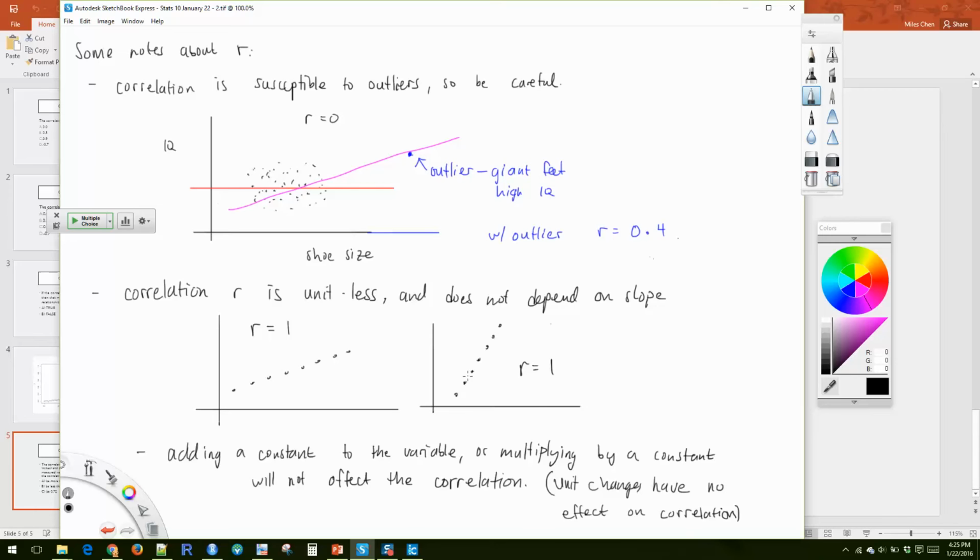Another thing is, and I'll squeeze this in here, the correlation between x and y is the exact same as the correlation between y and x. So the order of the variables in which we calculate correlation does not matter.